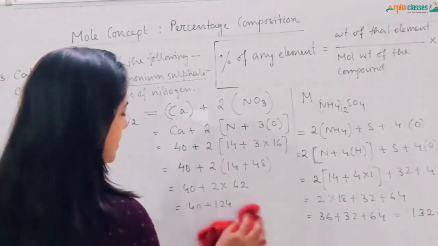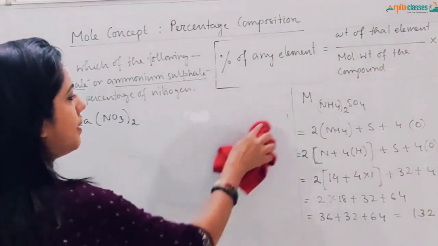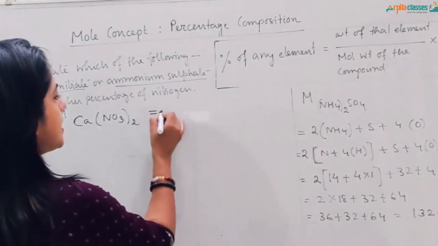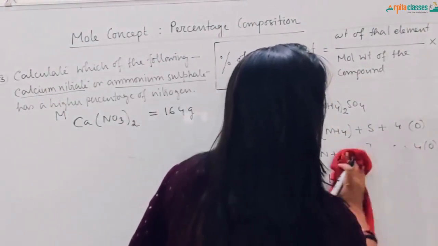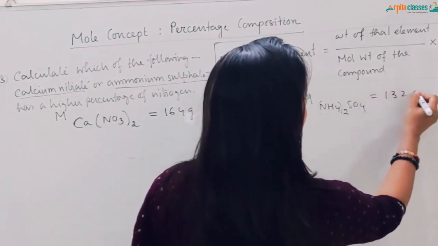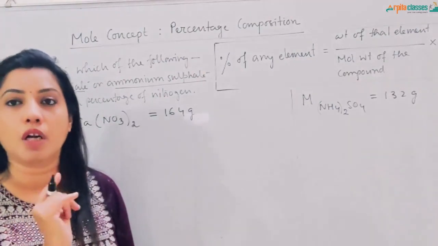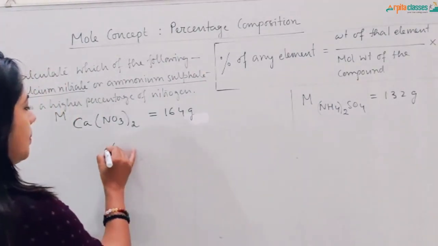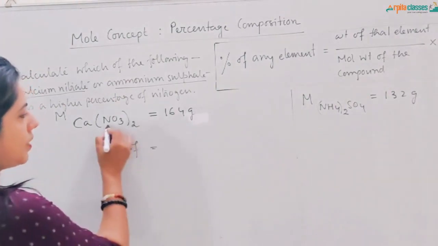So this is coming 164, I'll write it here. Molecular weight of calcium nitrate has come 164 gram, and here molecular weight of ammonium sulfate has come 132 gram. Now we have to find out the percentage of nitrogen in both the compounds, right? So here, percentage of nitrogen. Now see how much nitrogen is there.